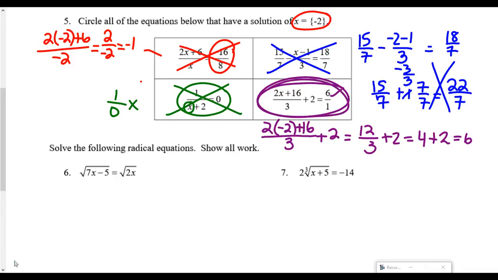Remember, when it says circle all that apply, you might get more than one answer. You might get one answer. So you just circle any one that works.